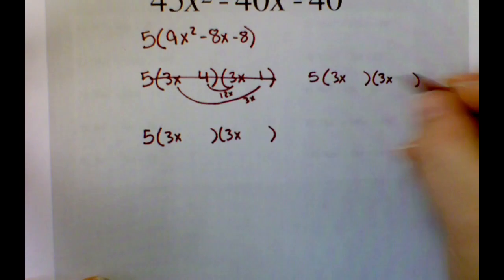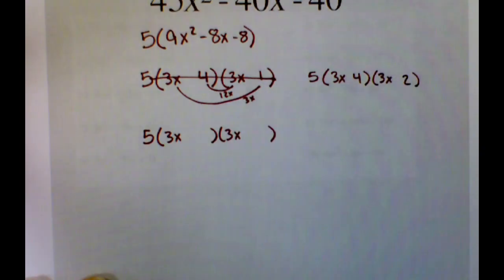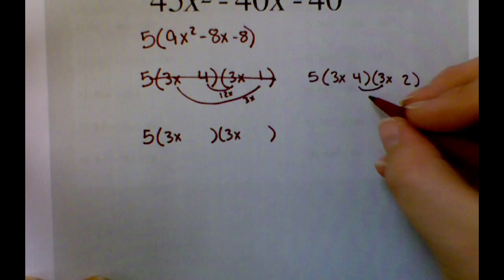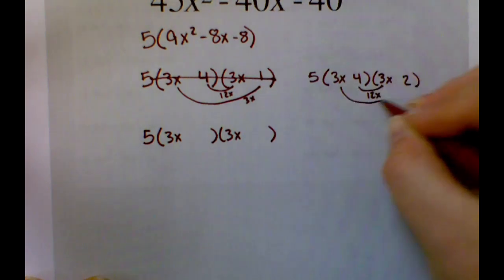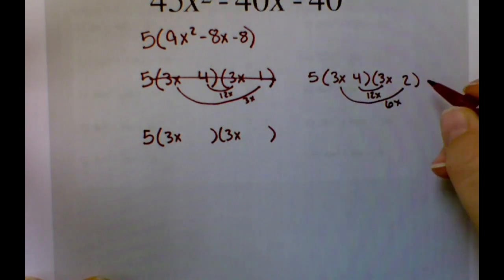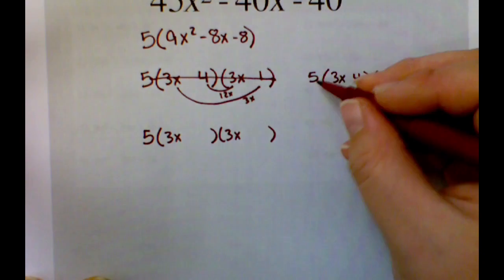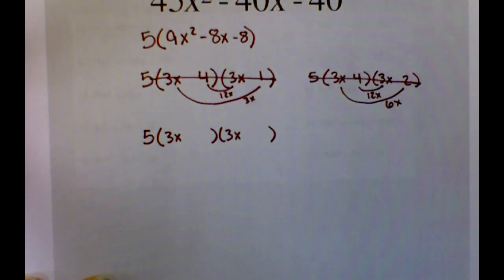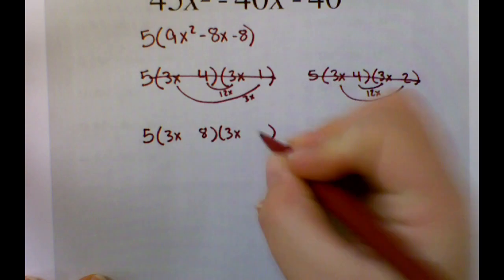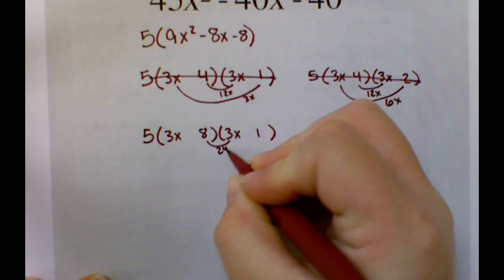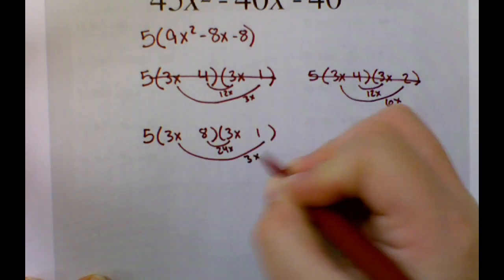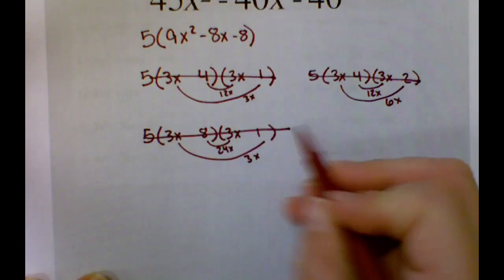It shouldn't have been 4 and 1. It should have been 4 and 2. What am I doing? 4 times 3x is 12x. 3x times 2 is 6x. Well, 12x and 6x still doesn't make that 8x in the middle, but I tried. All right, let's try 8 and 1. I get 24x and 3x. Does not make the 8 I wanted in the middle. So that means it must be 9 and 1.